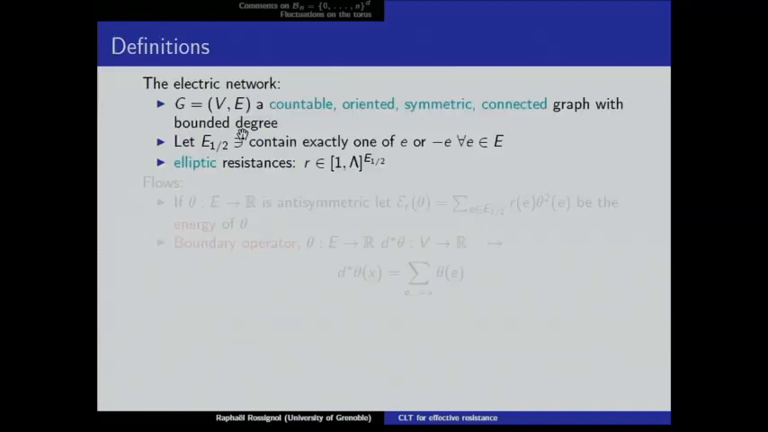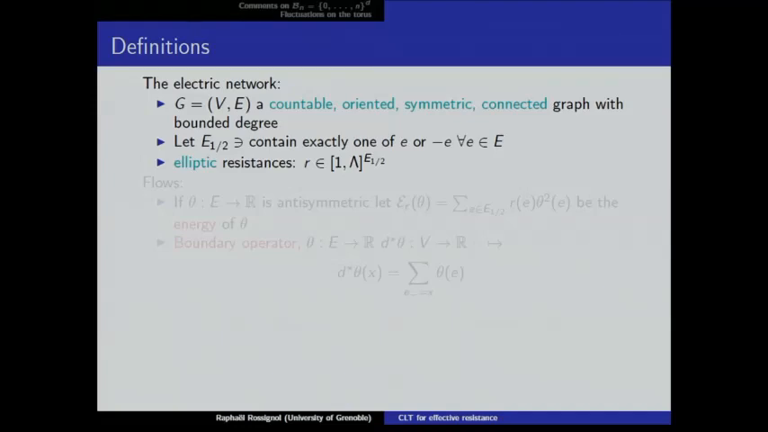So in the first part, I will just forget the setting of the box and look at a general countable network with bounded degree and try to understand what we can say about the fluctuations of the effective resistance and maybe a Gaussian approximation of it. So G will be a countable, oriented, symmetric, and connected graph with bounded degree. The fact that it is symmetric is just for notational reasons, in fact.